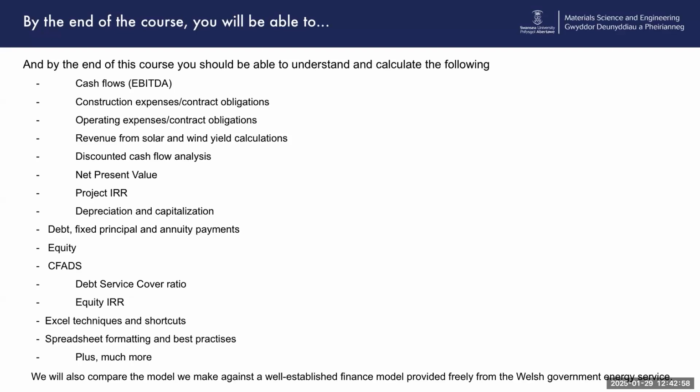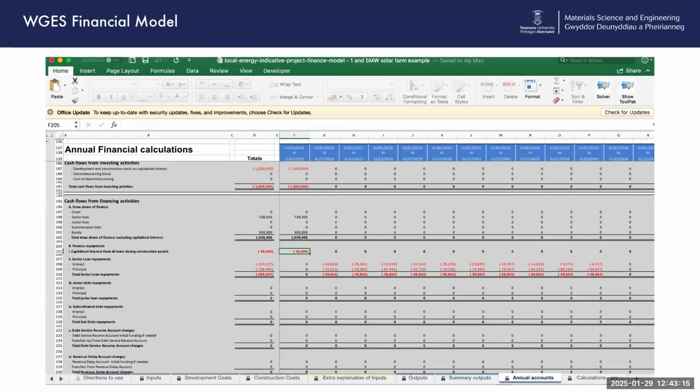Crucially as well, especially in Wales, and obviously our projects run in Wales, and especially for the community energy sector, we'll also be comparing the model which you make, which I've shown you, against a well-established financial model which is freely available from the Welsh Government. This is the Welsh Government Energy Service model. And most people you talk to in the sector may know a little bit about this model, or they may be completely put off by it because it's big. It's useful, but unless you know the basics of what I'm showing you in this course, using this model can be very, very difficult. It can.